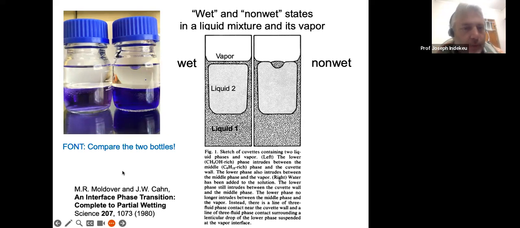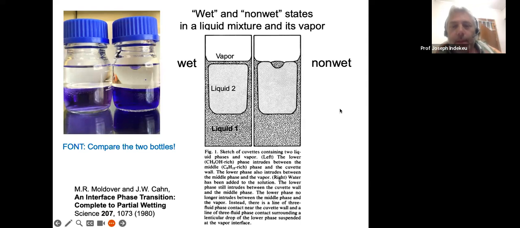First, I would like to draw attention to the paper of 1980 of Moldover and Kahn that elucidates a phase transition that occurs at the interface that we're studying now, so the interface against air. And the phase transition is called complete to partial wetting. And this will be the primary focus of our lectures, to understand what these terms mean, and also to understand how there can be a transition and even a phase transition between these two regimes.